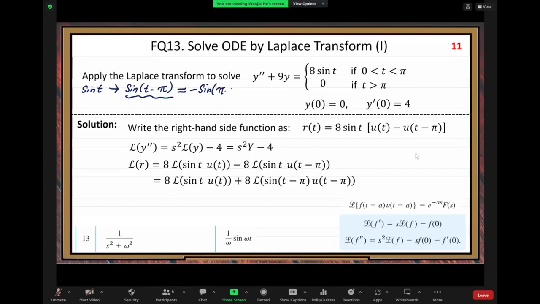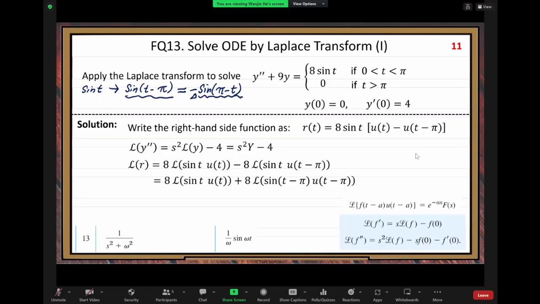Yes, because sine is an odd function, right? So negative inside, take negative outside. That's the odd function. Even function, negative gone, so you don't change the sign. You just flip, pi minus t. That's even function. Odd function, you need to put a negative sign. Okay? All right. But next question, what is sine of pi minus t?